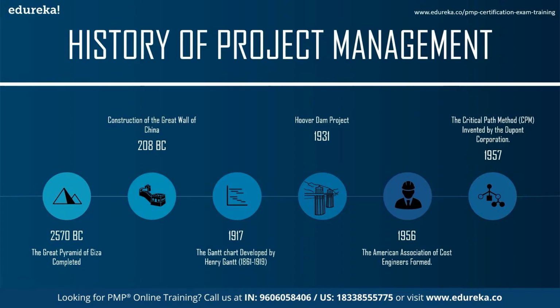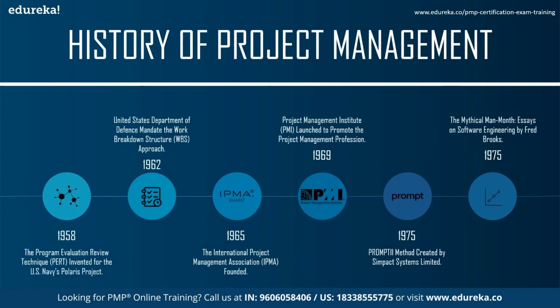Then in 1958, the Program Evaluation Review Technique was invented for the US Navy's Polaris project. The US Department of Defense's US Navy Special Projects Office developed PERT as part of the Polaris Mobile Submarine Launched Ballistic Missile Project during the Cold War. PERT is a method for analyzing the tasks involved in completing a project, especially the time needed to complete each task and identifying the minimum time needed to complete the total project.